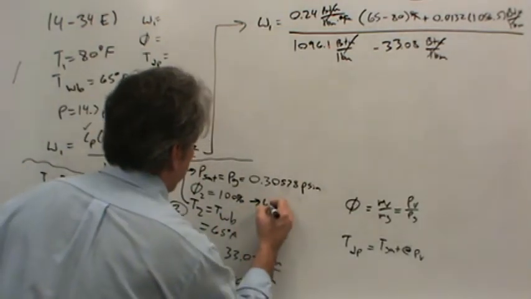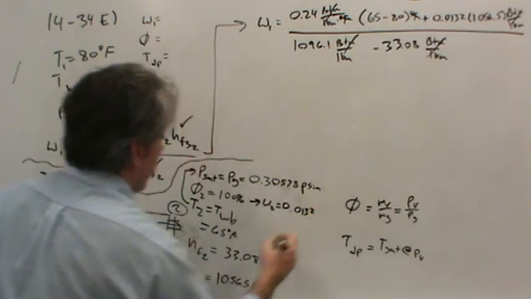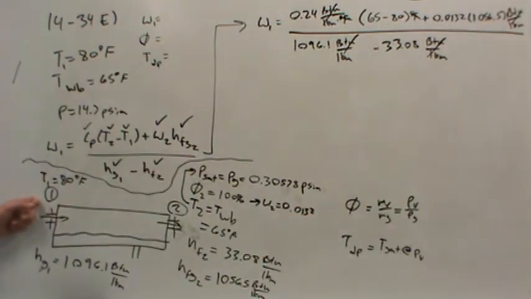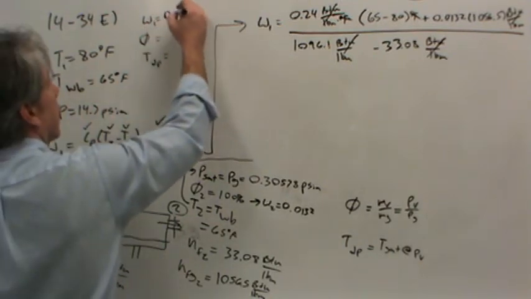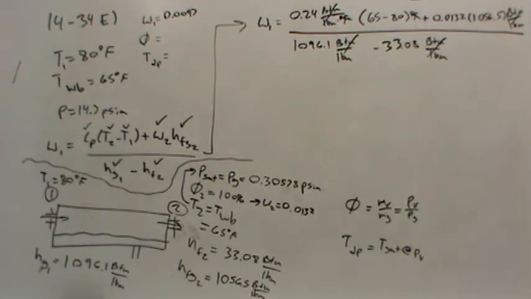We found that omega 2 was 0.0132. Would you expect omega 1 to be more or less than that? Less, right? Okay, so anyone have a number that's reasonable for omega 1? 0.0097. Anyone second that? All right, so that makes sense.